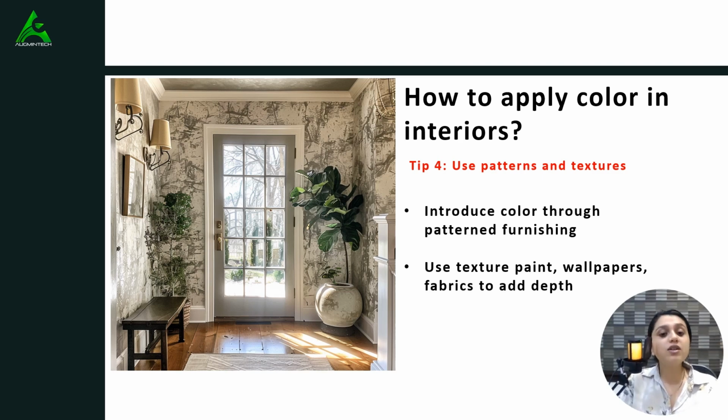Because whatever color they are going to have, they will have some kind of a quality. Even if it is a textured glass, it might give you a little bit of blue tint or a green tint, or it might give you a little bit of yellow tint. So depending on the light, it might give you different aspects. So that is how you can use patterns and textures to apply color in your interiors.